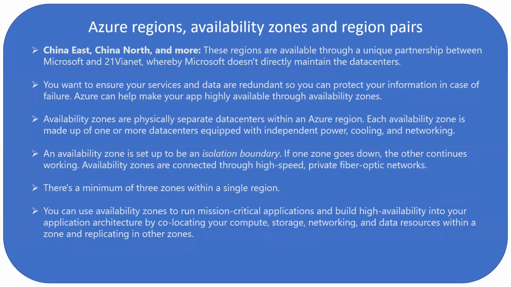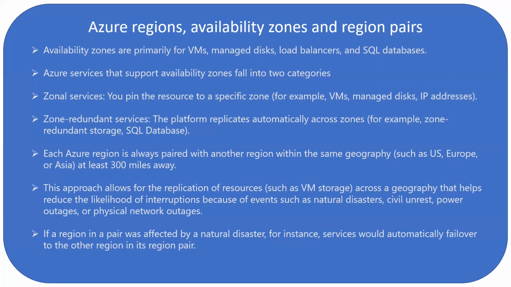It won't go outside that geographical boundary. So what will happen is that when one region goes down, which is paired with another region in the same geographical boundary, then the services would automatically fail over to the other region in its region pair. So this helps whenever there is a kind of a disaster that an entire region went down because of, say, a civil unrest or some natural calamity or some power outages or anything like that.